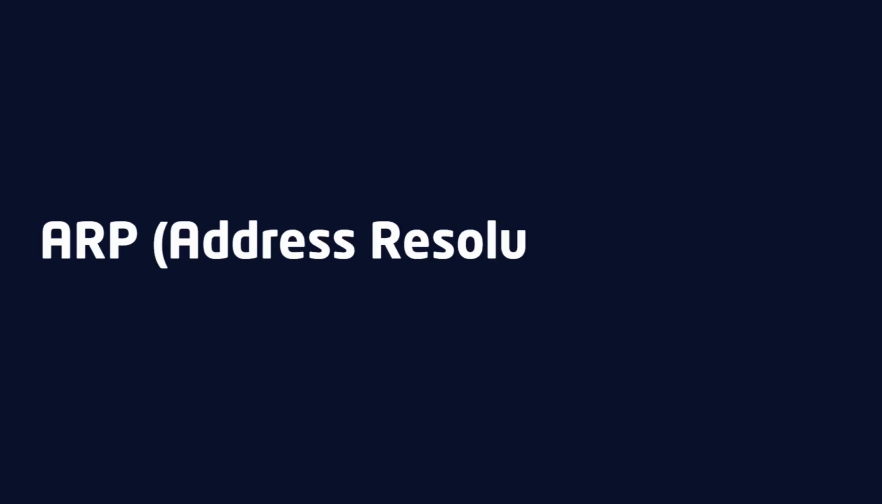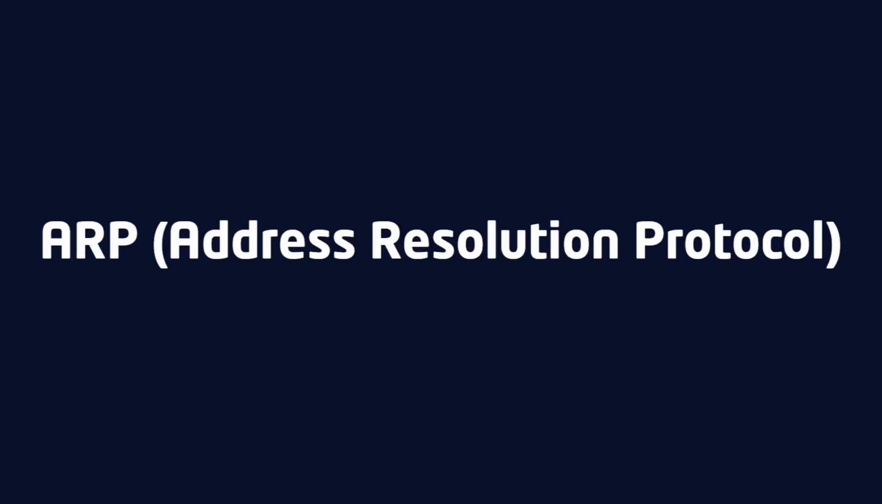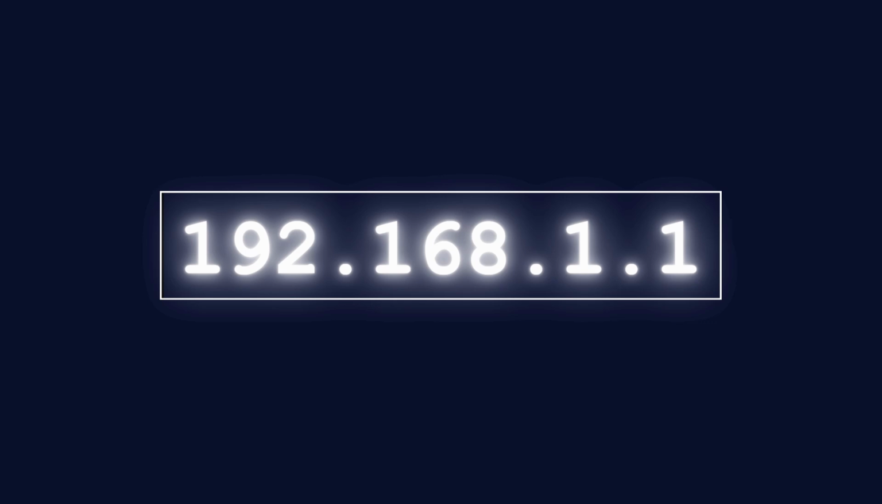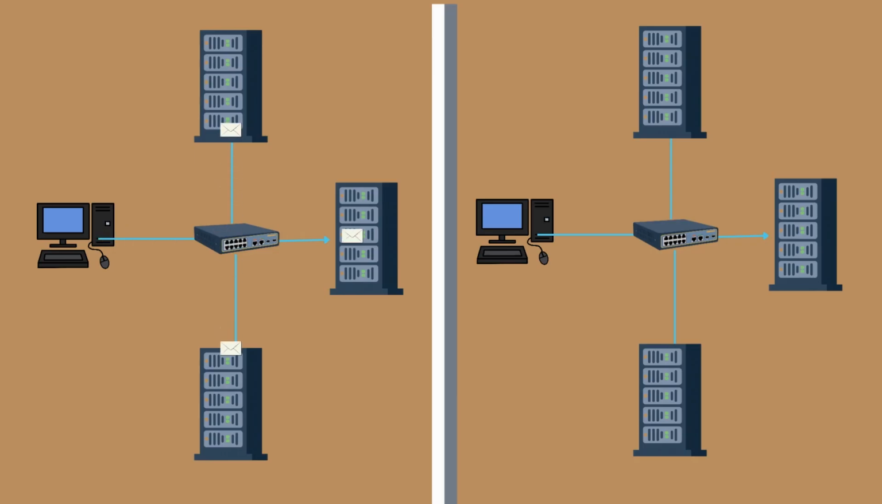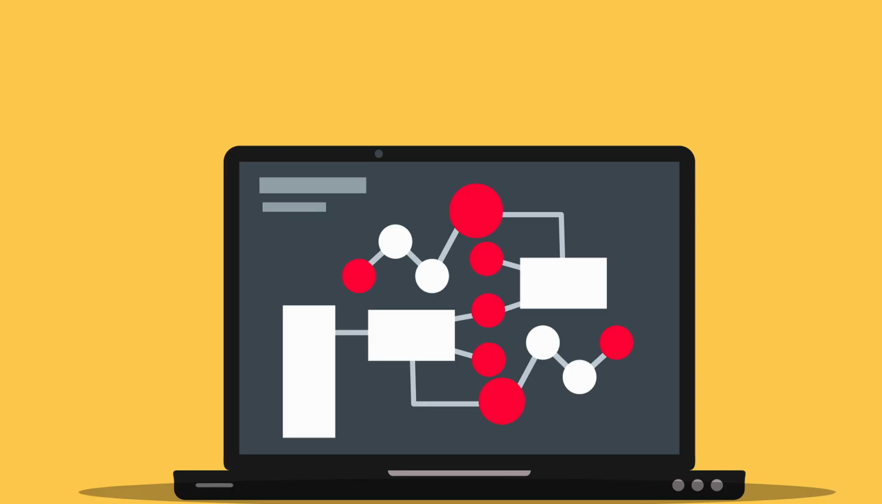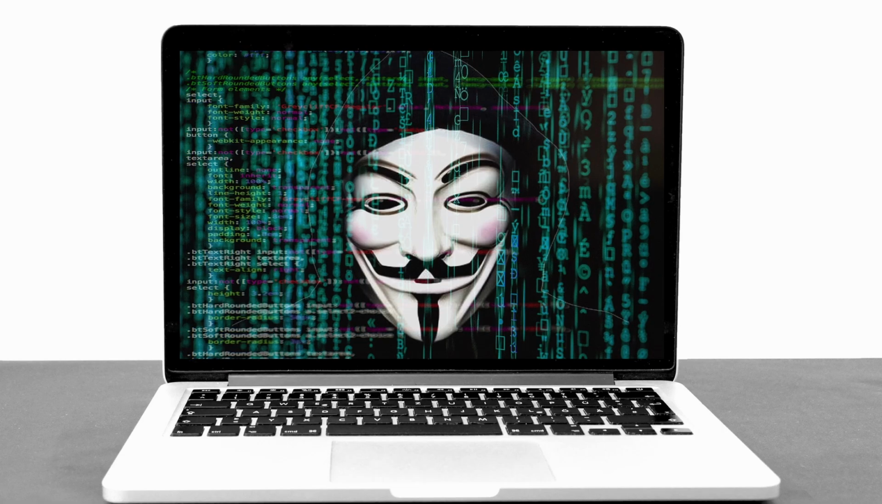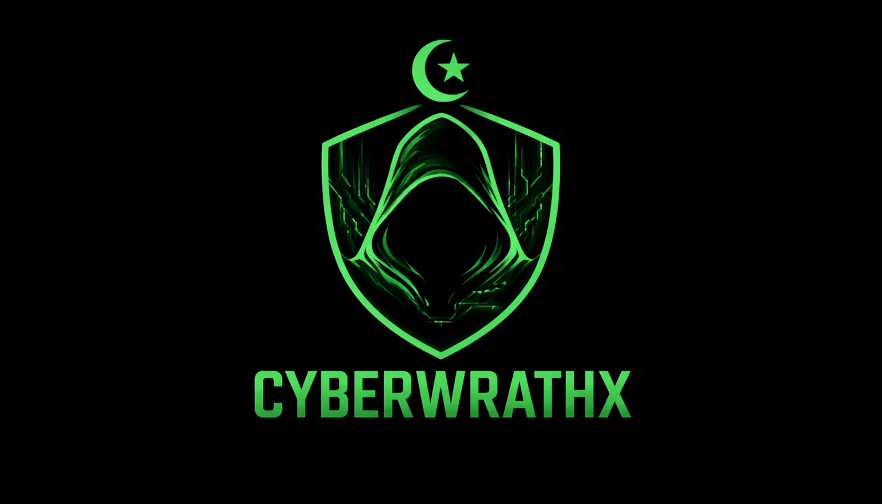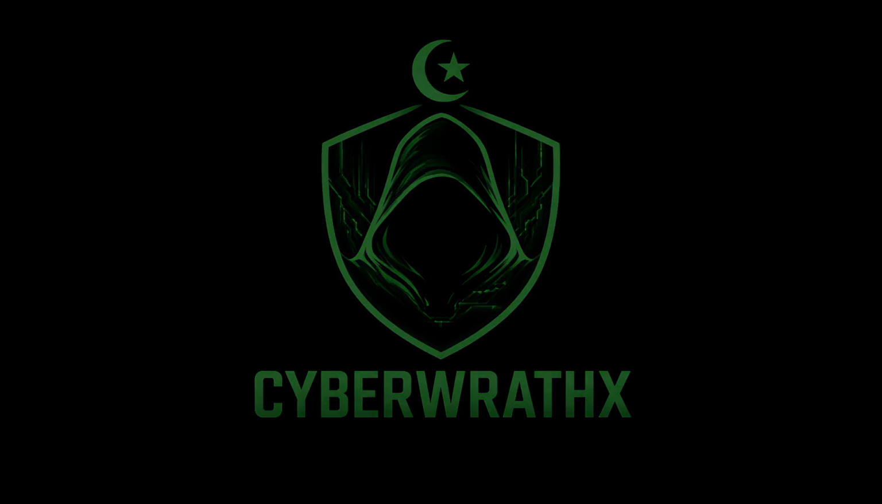Let's recap. ARP stands for Address Resolution Protocol. It converts IP addresses into MAC addresses. It uses ARP requests and ARP replies. It stores results in an ARP cache. And while ARP is essential for networking, it can also be abused through ARP spoofing attacks. Understanding ARP gives you a stronger foundation in both networking and cybersecurity.